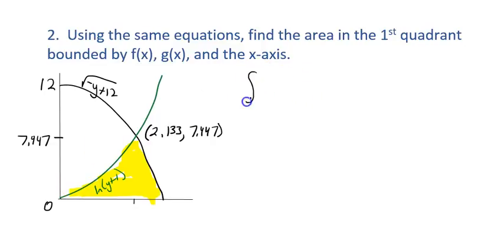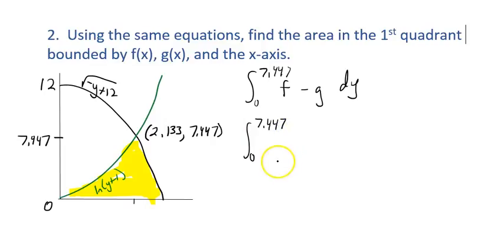So I'm going to be doing the integral from 0 to 7.447 top minus bottom, which would be the f minus the g in this case. But again, I want it in terms of dy. So since I've already figured out those f and g's in terms of y, I can actually just plug in now. I've done most of the work already. So my f would be the square root of negative y plus 12, and the g would be the natural log of y plus 1. I'm doing top minus bottom dy.